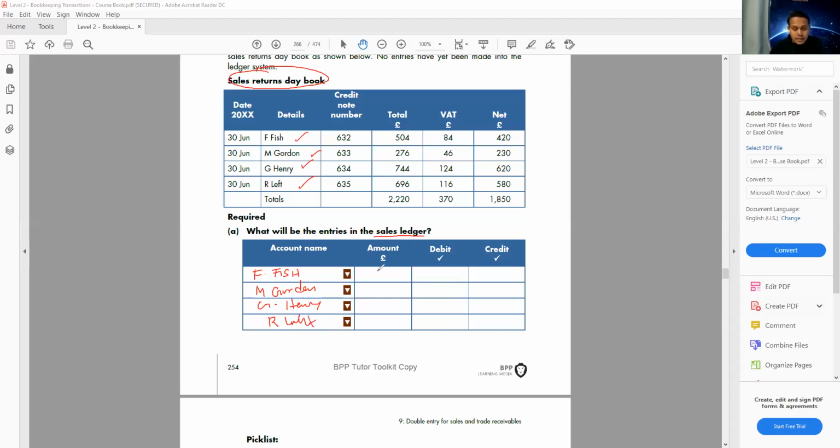I'm writing the total amount, 504, 276, 744, 696. When they return with the VAT. Remember that when I make a sale, I sell with the VAT, I collect the money with the VAT, but when they return, they also return with the VAT. So VAT needs to be included.